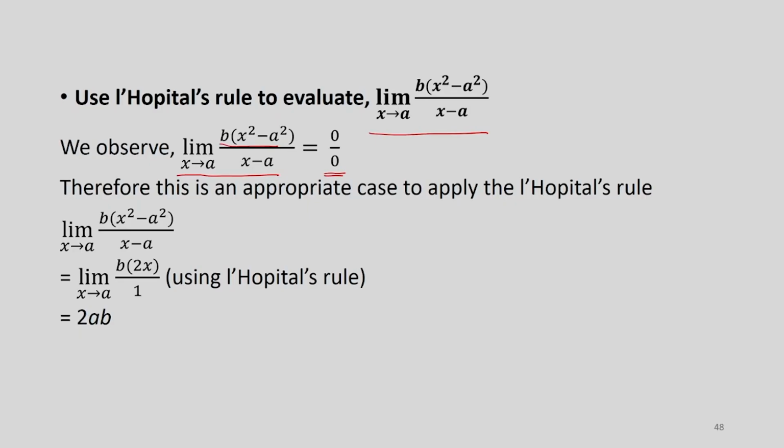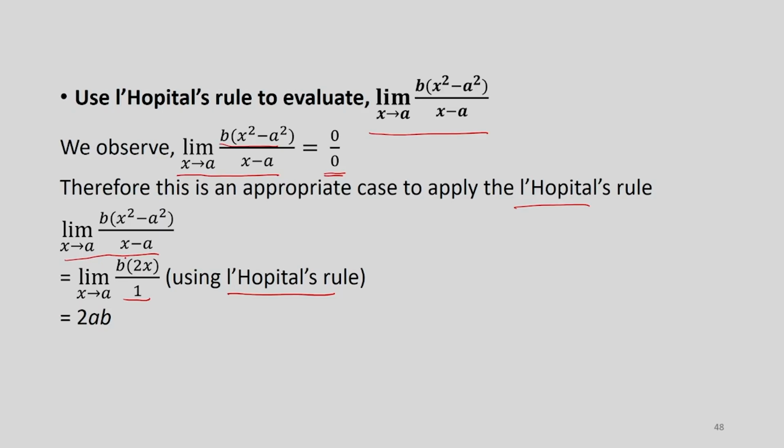Now, if we have such cases, then we try to use L'Hopital's rule to find the limit. So, what do we do? We take the problem, the limit as x goes to a of b times x squared minus a squared divided by x minus a, and then we take the differentiation of the numerator and the denominator with respect to x. That is the L'Hopital's rule.